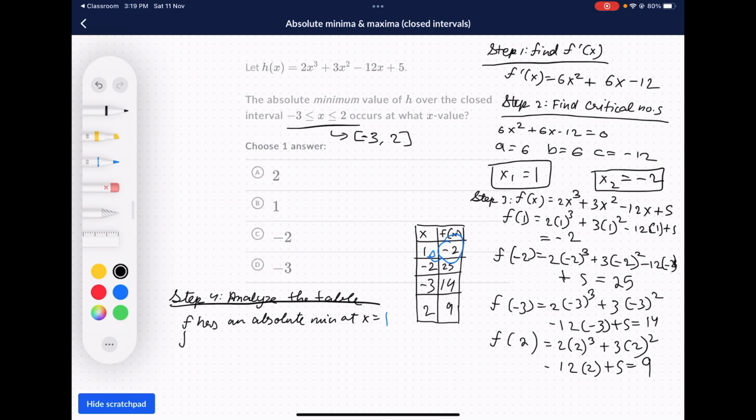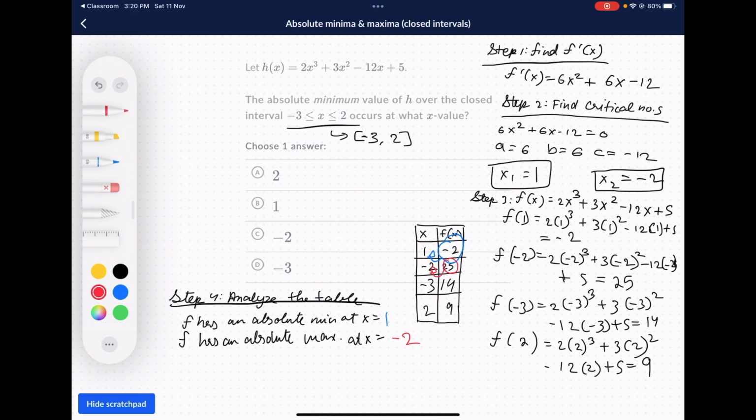And then f has an absolute max at x is equal to... Again, the same process as the minimum, but instead of the smallest, now you're searching for the largest f of x value, which over here would be 25, and the corresponding x value is negative 2.